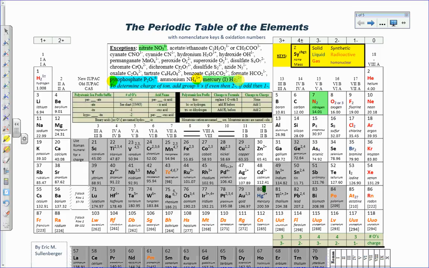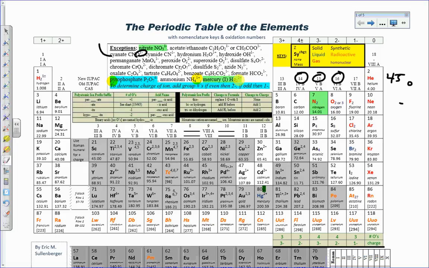So those do not follow this pattern highlighted in cyan, but to determine the charge of the ion, you add the group numbers. If it's even, then the charge is -2, and if it's odd, then the charge is -1. So for example, if we take cyanate, carbon, its group number is 14, nitrogen, the group number is 15, and oxygen, the group number is 16. So we add those together, and we're going to get 45. 45 is odd, so the charge is 1 minus, and you'll see that cyanate's charge is 1 minus.